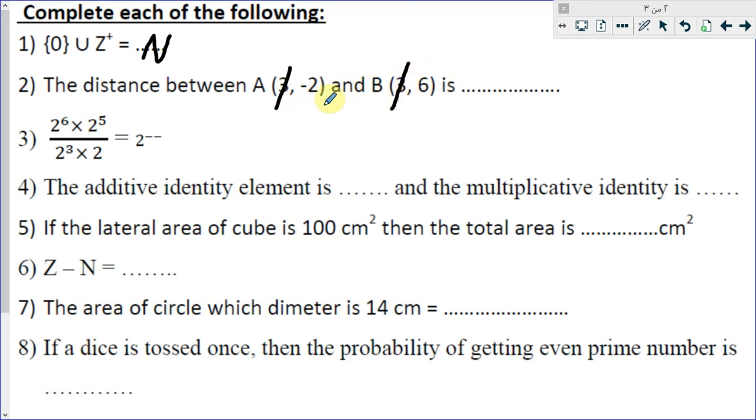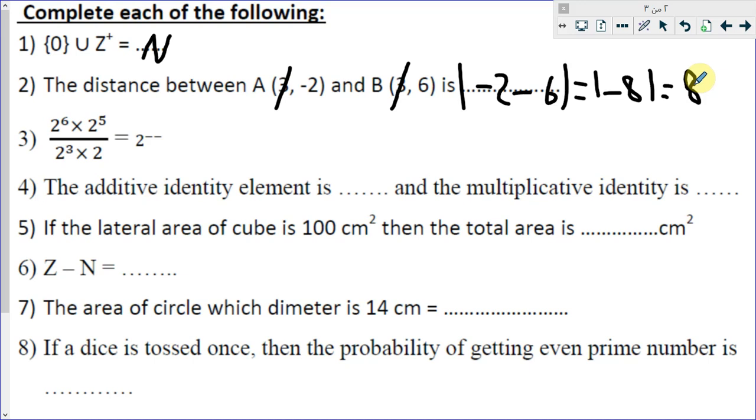We will cancel this number, and we will make subtraction between the different numbers. So it will be -2 minus 6 between absolute value, because the distance should be a positive number. It will be -8 between absolute value. It will be equal 8 because our distance should be a positive number. Okay. Question number 3.